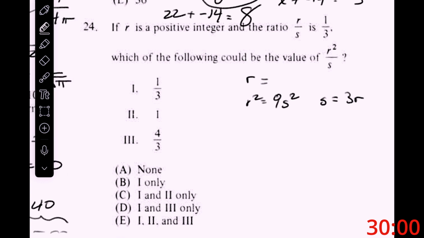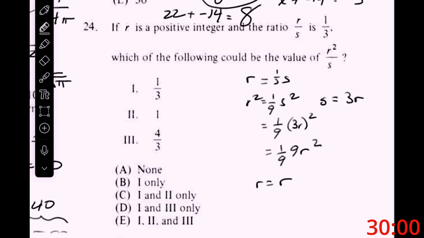R is equal to 1/3 s. So r squared has to be 1/9 s squared. And s is 3r. So 1/9 times 3r squared. What is this telling me? That 1/9 times 9r, I get back r squared equals r, so r equals r.